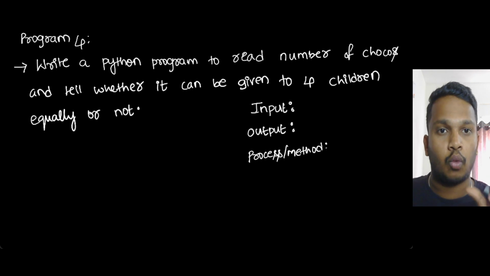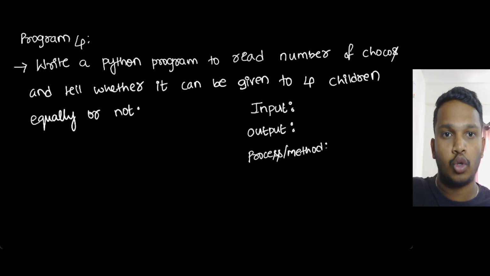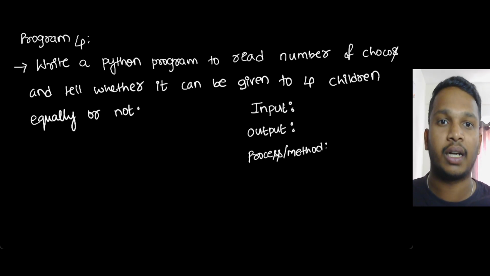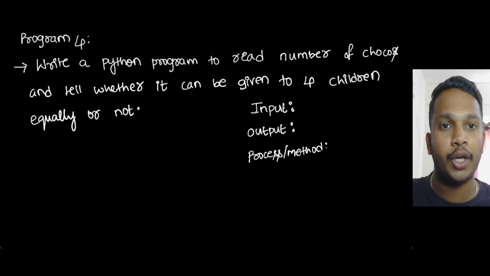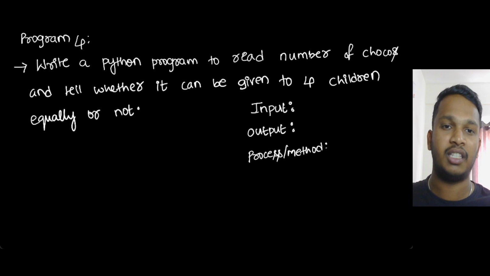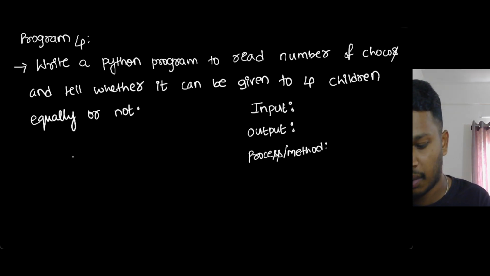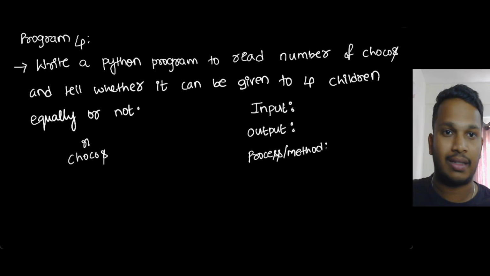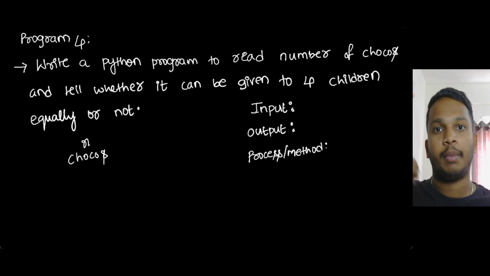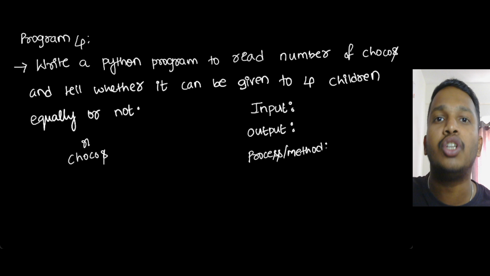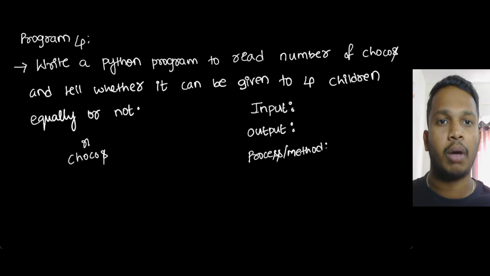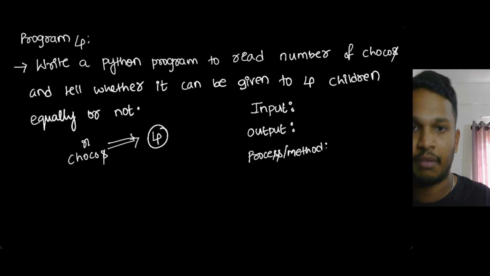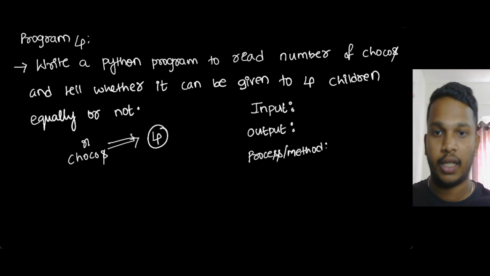Number of chocos. So the number of chocos will be one choco, two choco, three choco, four choco, right? It is an integer. We should understand it is an integer and tell whether it can be given to four children equally or not. Basically, you will be given x number of chocos. It can be 5, 10, 20, 3, 1, 0, any number of chocos, and you should distribute them to four children equally.